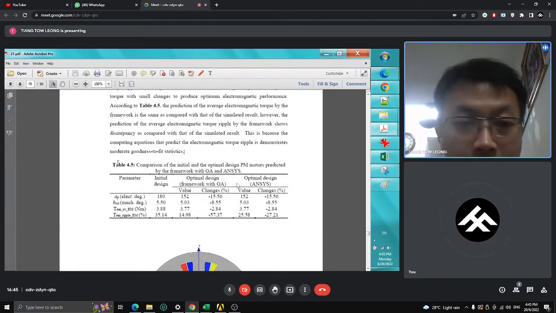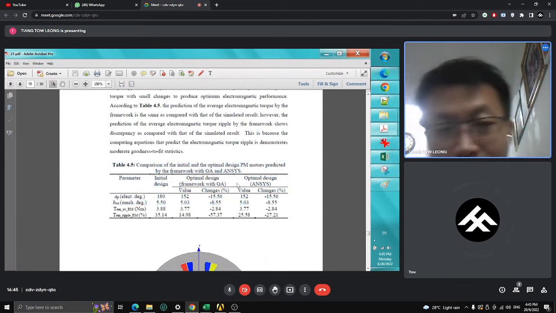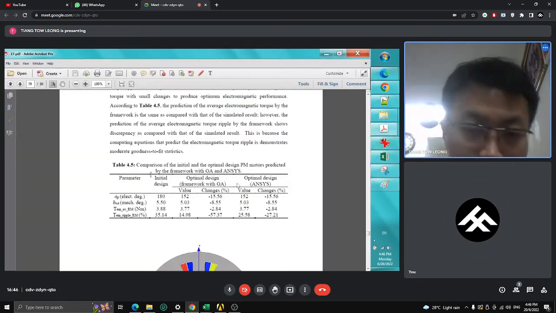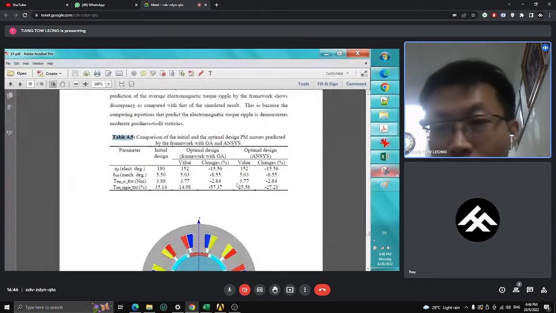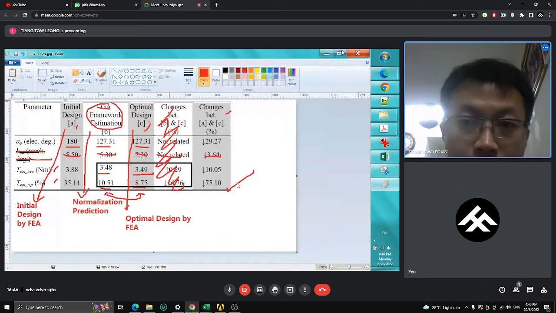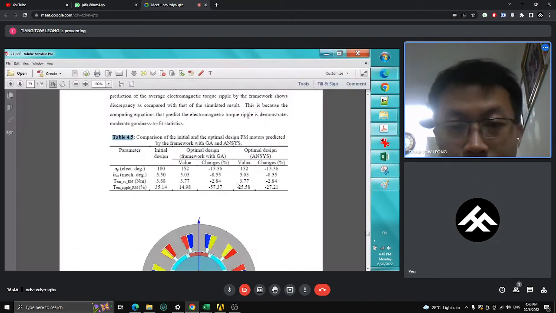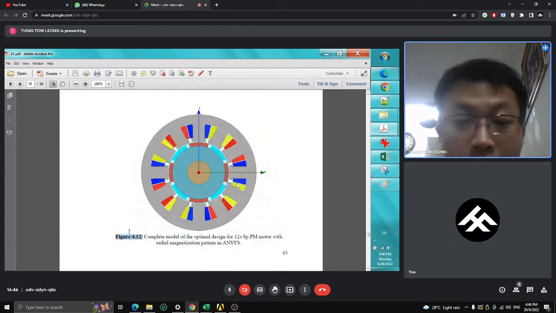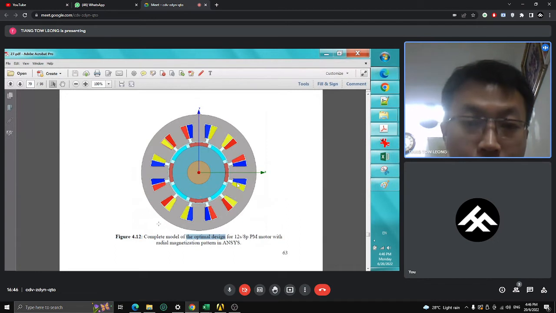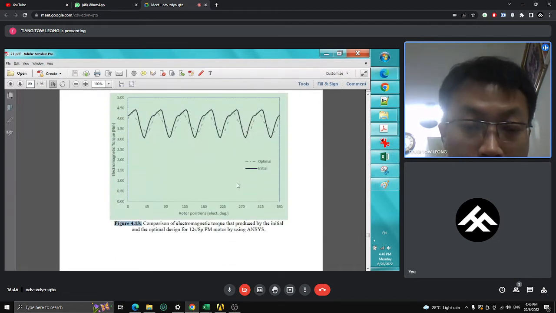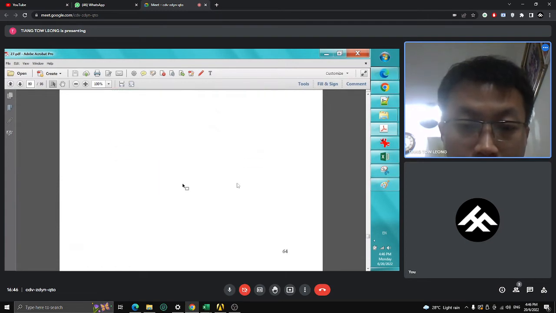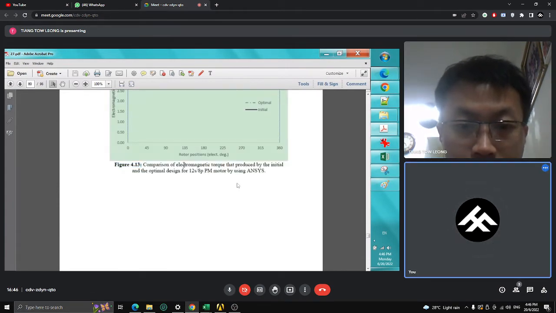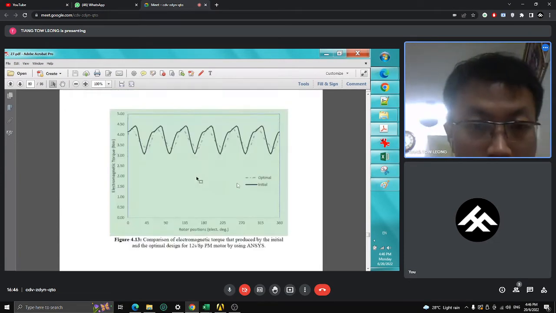Oh, sini ada. Alah, bodoh saya. Sepatutnya saya kena bagi sini. Sama je lah, saya sudah conteng. Table 4.5 is this one. Okay tak? Then table 4.12, yes, kena masuk. This one is the optimum design of your motor, kena masuk. And then 4.13 kena masuk, comparison of electromagnetic torque, yang initial dan optimum, ya kena masuk. Boleh tak? Boleh dah.